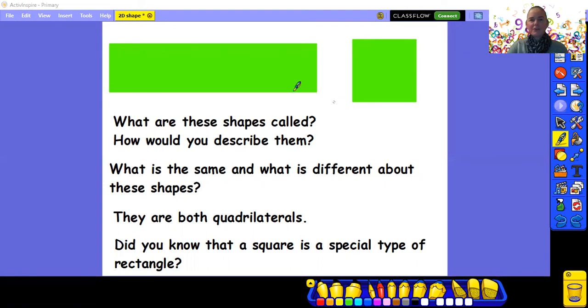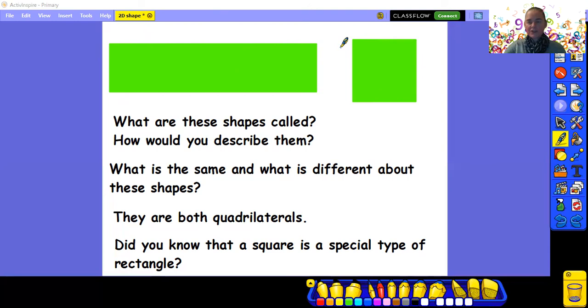Well done if you spotted that the 2 opposite sides of a rectangle match, but one set of sides are long and one set of sides are short. So a rectangle here has 2 long sides and 2 short sides, whereas our square has 4 equal sides.